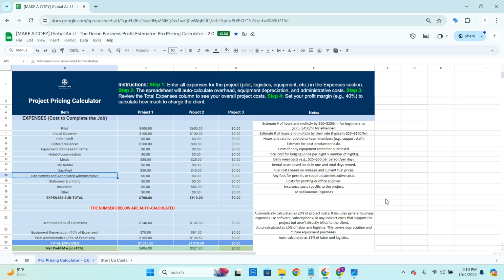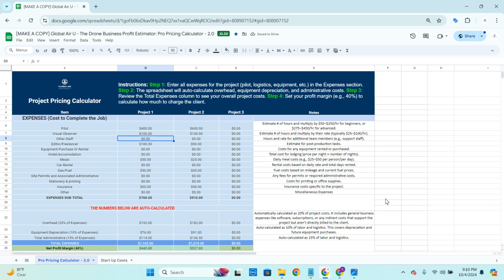Not sure what type of event it is, but he didn't mention any site visits. Insurance: not sure which type of insurance he's carrying, but let's just assume it's kind of like a basic insurance. You can get this on like a per job basis. So let's just do a rough estimate. Let's just say about $60 that we're going to calculate for that.